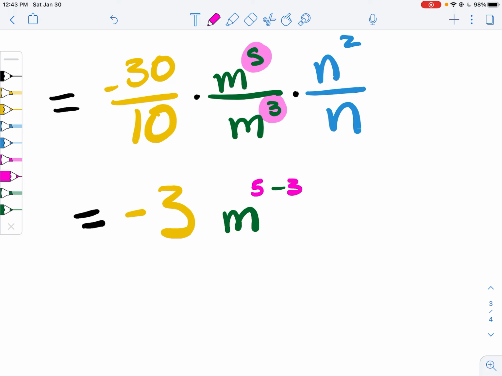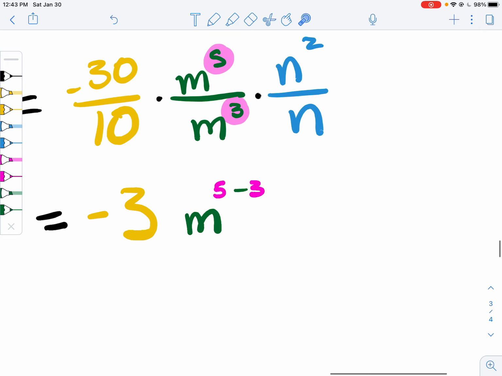Here's your helpful little hint. You see this guy, the subtract? The dividing kind of looks like a subtract. So that's your hint to subtract exponents, because the division looks like subtraction. Okay, and then for our last guy, we've got N to the 2 minus the exponent of N. Oh, remember this is like a 1. So N to the power of 2 minus 1. Math grammar is weird.